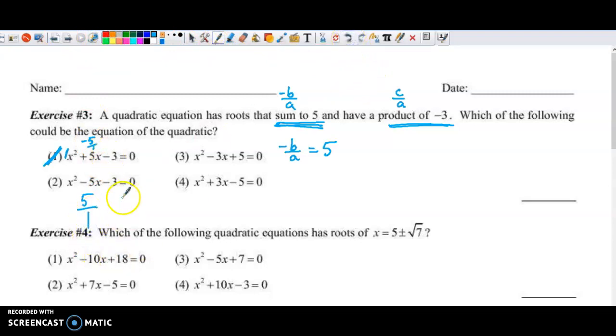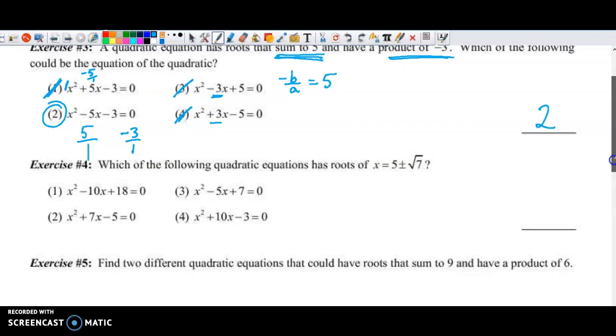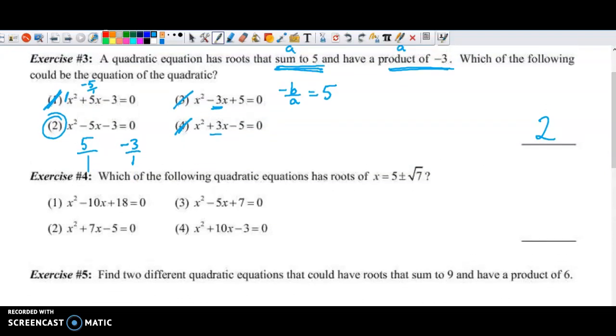And you can see that the other two don't work either; 3 and 4 don't work. But you can confirm that the product does work as well, because if you do negative 3 over 1, the c value divided by 1, option 2 works. And so why would I concern myself with that? Well, if we have a problem like this, we could quickly come up with what the correct parabola would be, which one of the quadratic equations has these roots, without actually doing the quadratic formula.